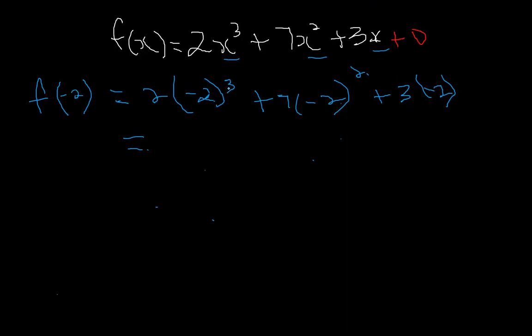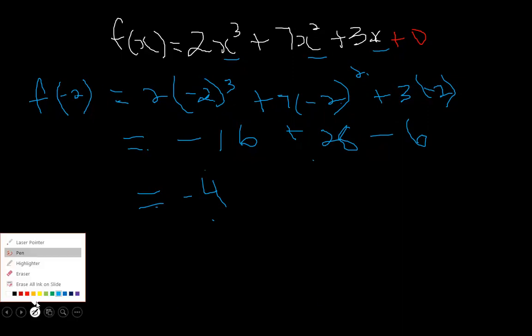So minus 2 cubed, minus 8. Minus 8 times 2, that's minus 16. Minus 2 squared, that's 4, times 7 is 28. Minus 6. So what is this going to give me? This is minus 32 plus 28, let me make sure, minus 32 plus 28. Yep. This does not give me 0. What does that mean? This is also not a factor.